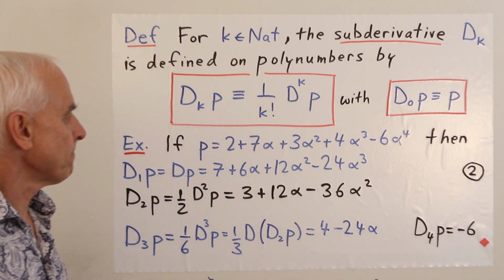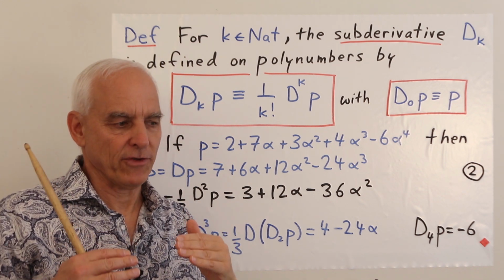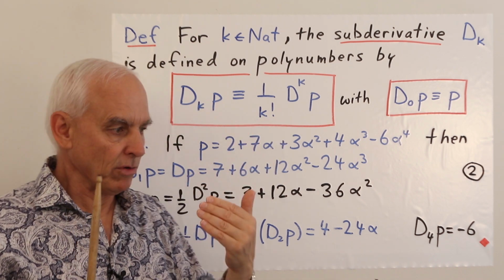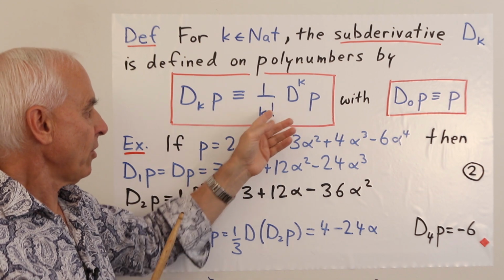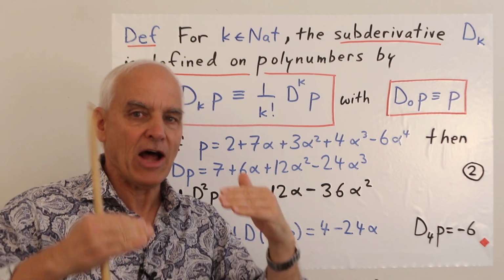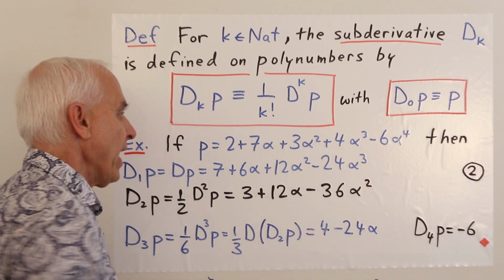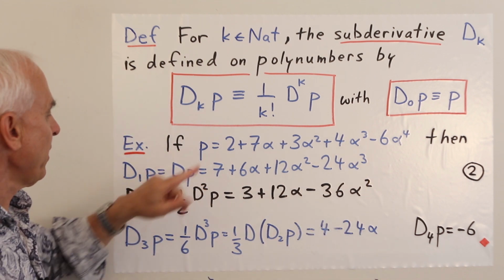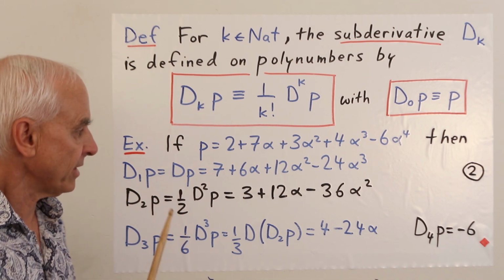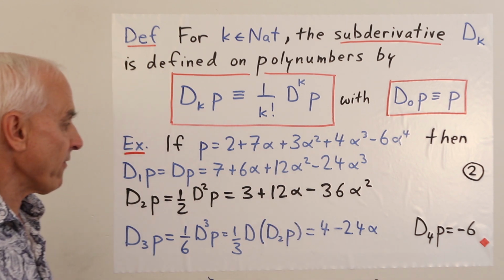Let's see what this small alteration does for us. These subderivatives are smaller than the usual powers of derivatives because we're dividing by these k factorials, so that pulls down the sizes of the coefficients that are involved. Let's look at exactly the same example that we had previously with this p. Then d sub 1 of p is the same as the derivative of p, because that's just the derivative 7 plus 6 alpha plus 12 alpha squared minus 24 alpha cubed that we've already seen.